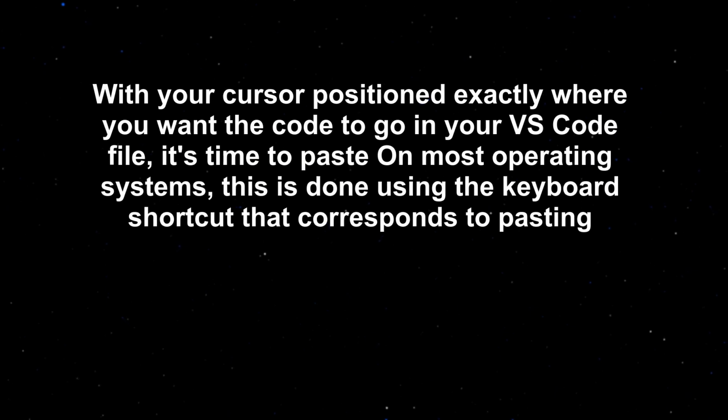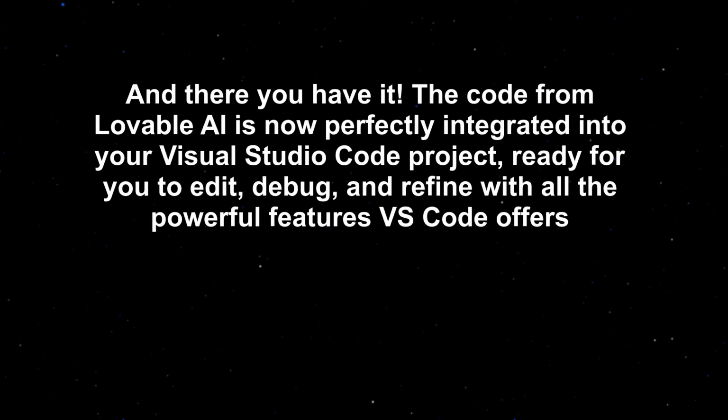With your cursor positioned exactly where you want the code to go in your VS Code file, it's time to paste. On most operating systems, this is done using the keyboard shortcut that corresponds to pasting. And there you have it. The code from Lovable AI is now perfectly integrated into your Visual Studio Code project, ready for you to edit, debug, and refine with all the powerful features VS Code offers.